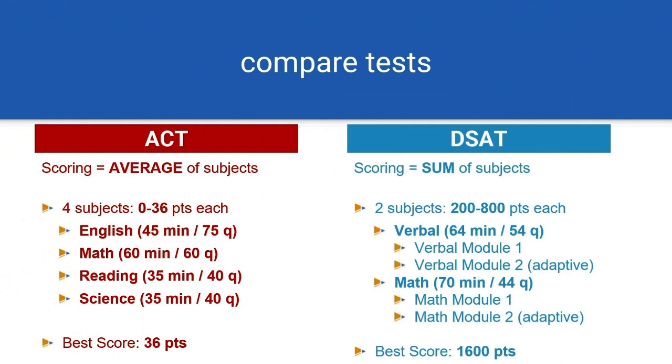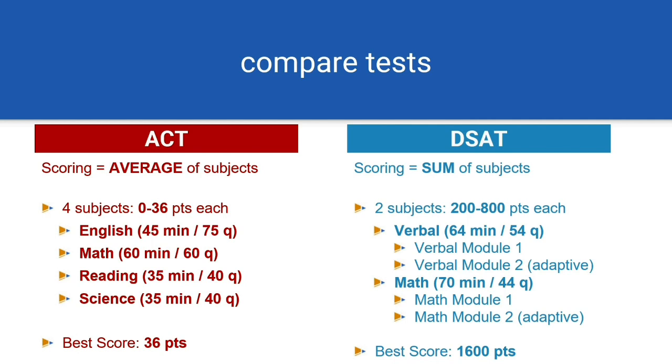Okay, so let's talk about the difference between the ACT and the SAT. In general, the way it works is in terms of the scoring. For the ACT, each subject is out of 36. We'll talk about the percentiles in a minute, but each scoring is 36 points apiece. They average that to get what they call your composite score. So your best composite score and your best score on each of the subjects is 36 points.